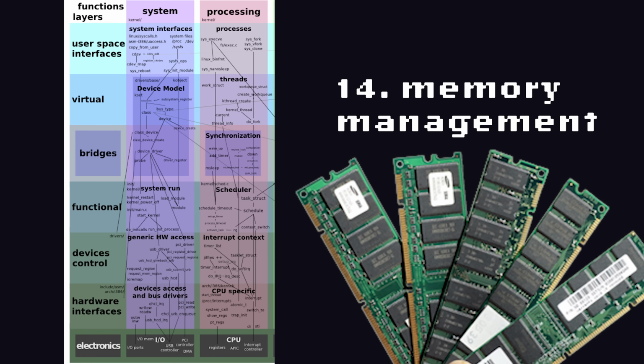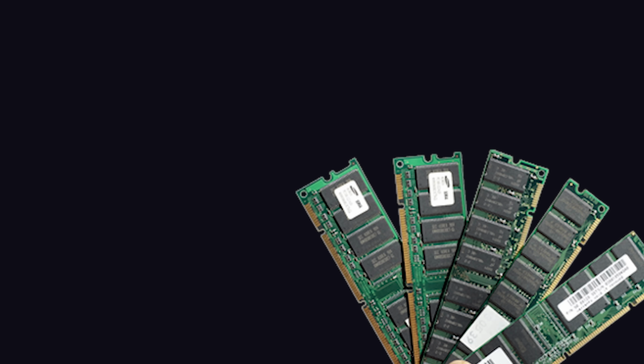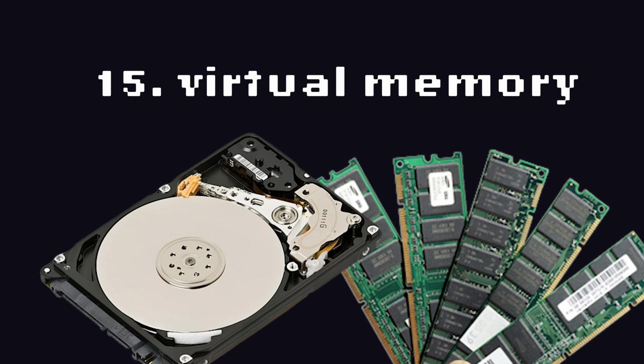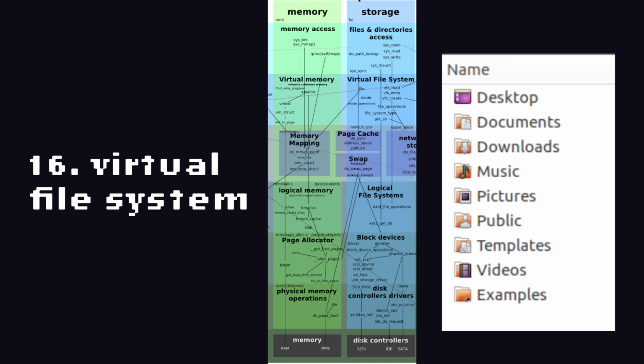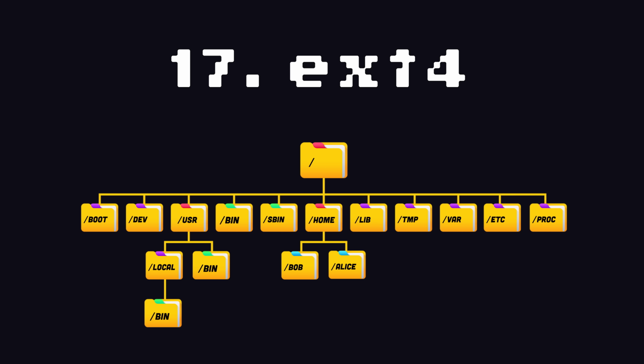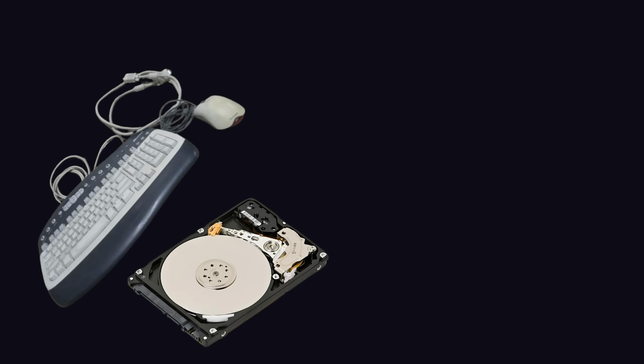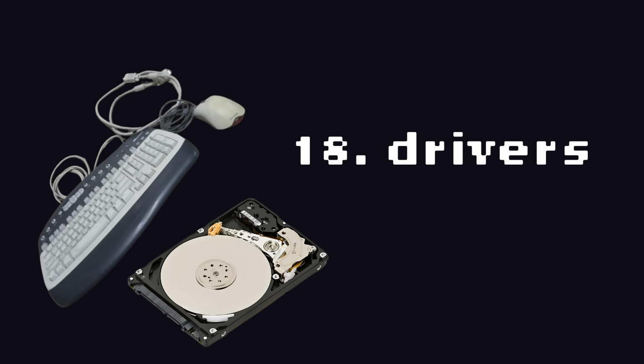It allocates and deallocates memory for processes, and can even create virtual memory to use more memory than is physically available by tapping into your hard drive. Speaking of the hard drive, the kernel also provides a virtual file system to interact with files on different systems. The fourth extended file system is the most common default on Linux, but it's not the only option. The kernel also interacts with all these peripheral devices via drivers.